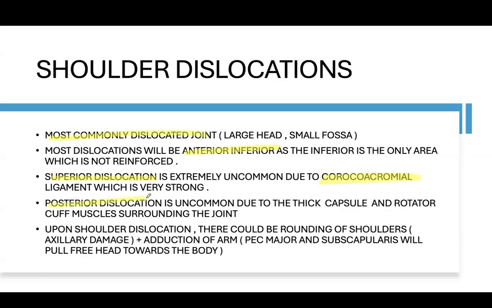Again, posterior dislocation is not possible due to the SITS muscles, which are the rotator cuff muscles, and the thick capsule. So the only place that's left is the inferior. So it goes inferior and then goes anterior, because once it's gone inferior, there's nothing holding it back.